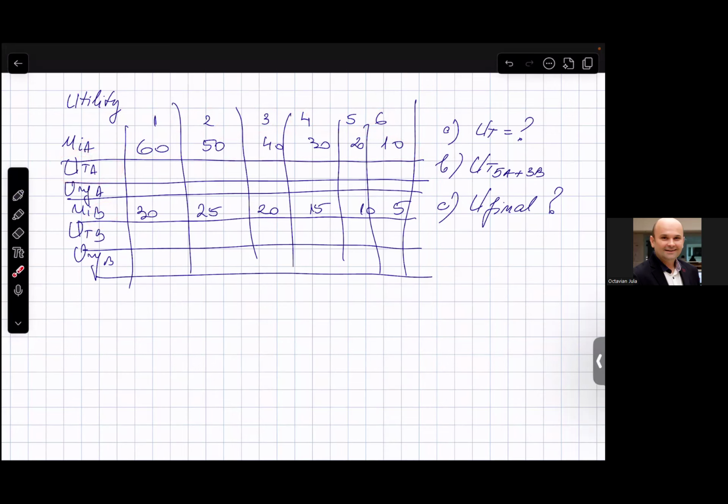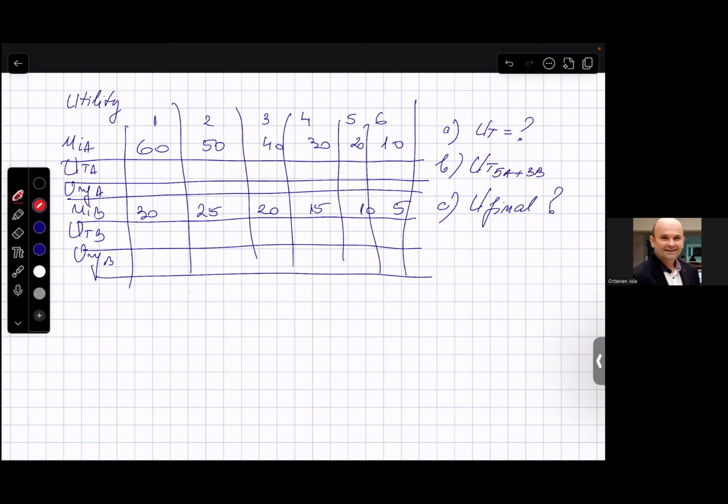The question for this exercise would be to find out the total utility and also the marginal utility in these cases. Then to find out total utility if the consumption is made out of two products, 5 units from A and 3 units from B. And also what is the final utility. Okay, let's try and solve it.